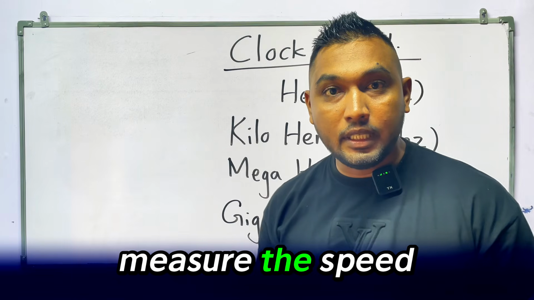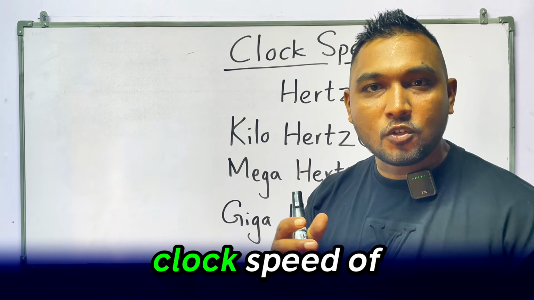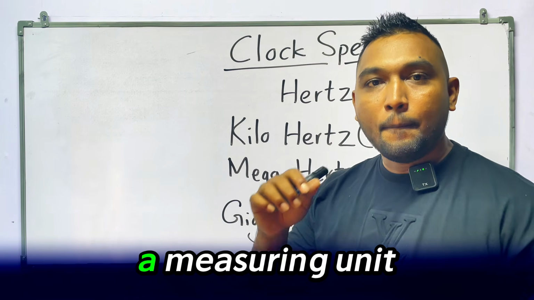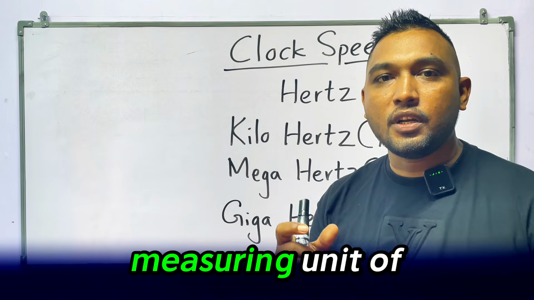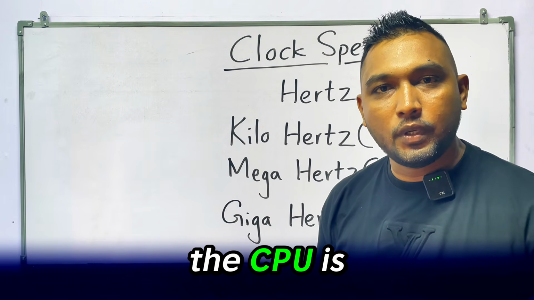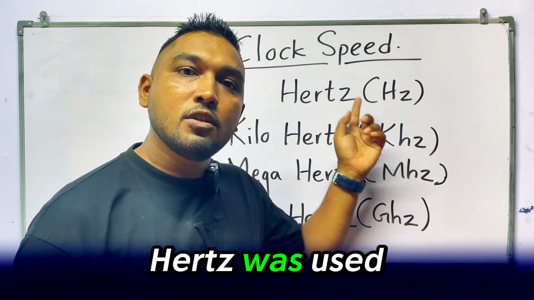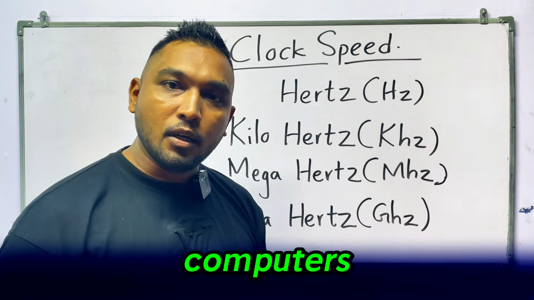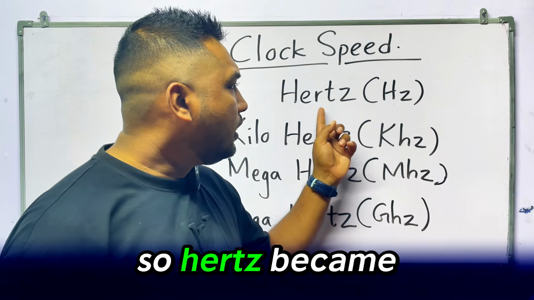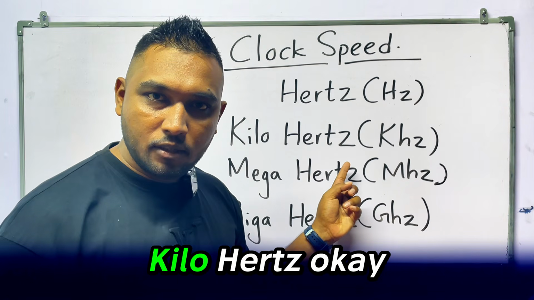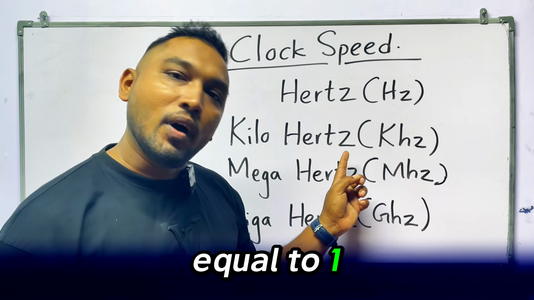In order to measure the speed of the CPU, in order to measure the clock speed of the CPU, we are using a measuring unit, that is hertz. The basic measuring unit of the speed of the CPU is hertz. Actually, the unit hertz was used in the past computers. Nowadays, the CPUs are very fast. So, hertz became kilohertz. Okay, 1000 hertz is equal to 1 kilohertz.